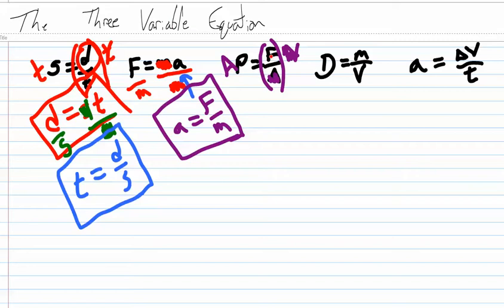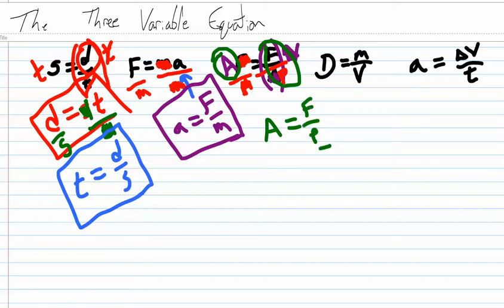And then I want to get rid of this P so I can have my A by itself. So I'm going to divide both sides by P. That means my P cancels out. So what I wind up with then is on this side, the A. And on this side, I've got F over P. So area equals force over pressure.